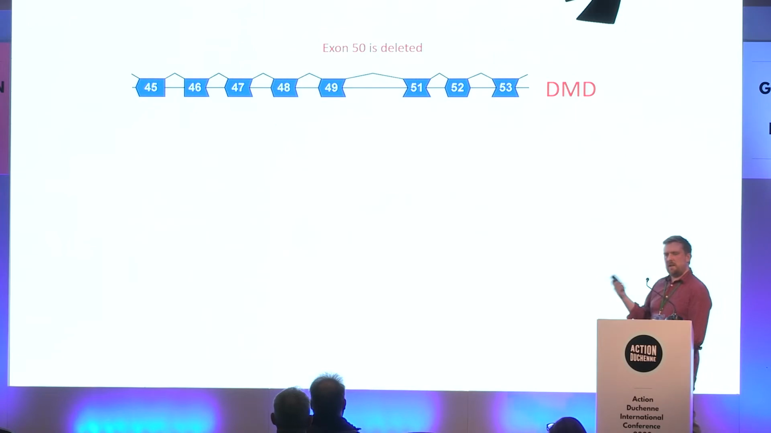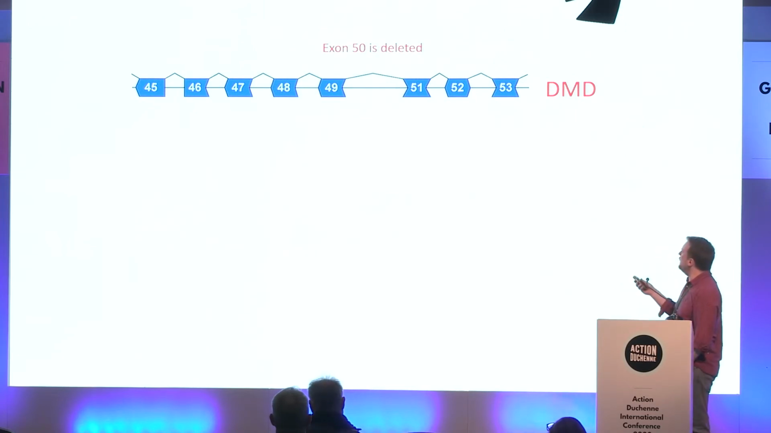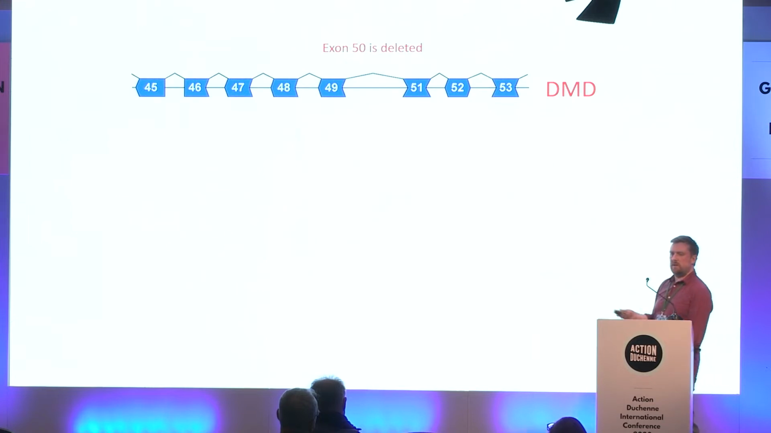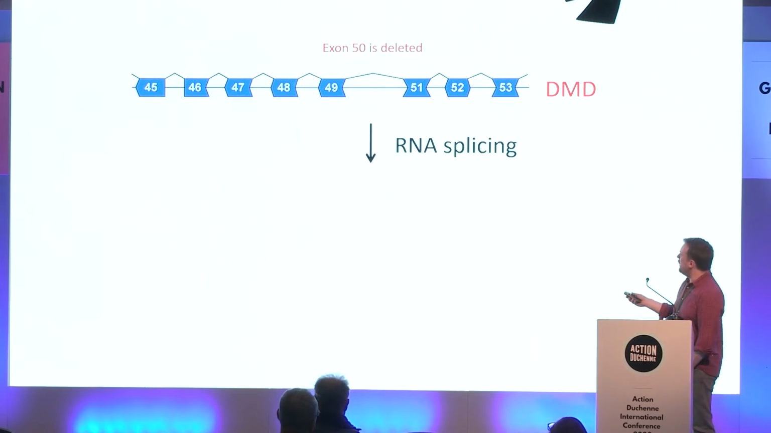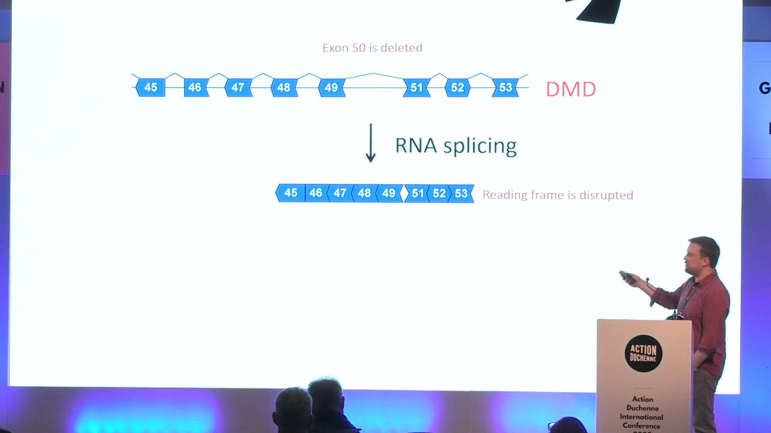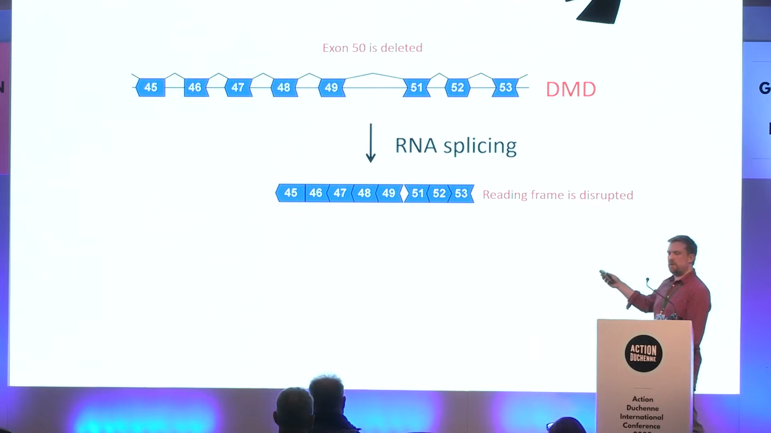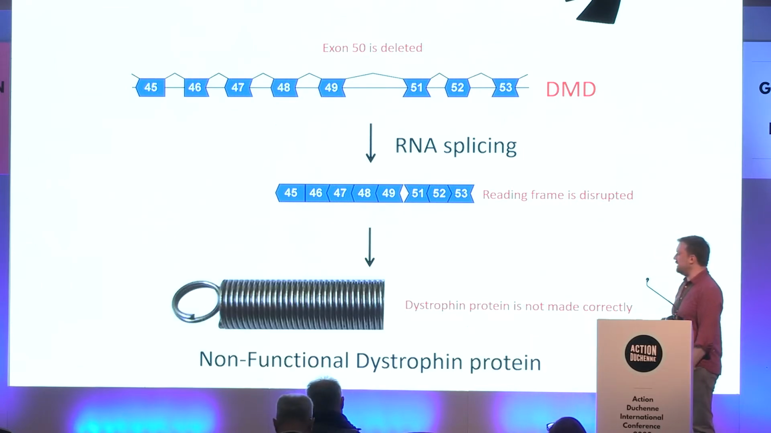Now, in the case of DMD, I'm showing here an example where exon 50 is deleted, which is a relatively common DMD-causing mutation. Now, after splicing, you can see that these chevrons don't match, and the code is now disrupted, and that results in failure to produce a correct dystrophin protein.